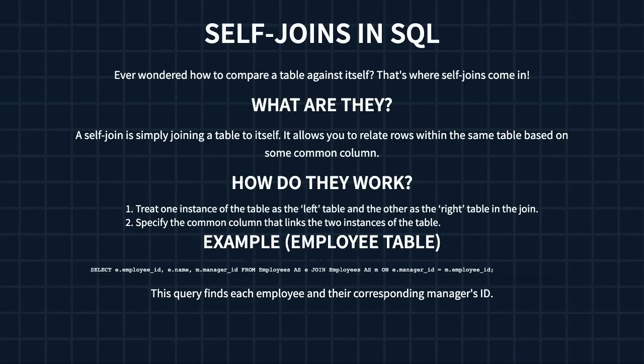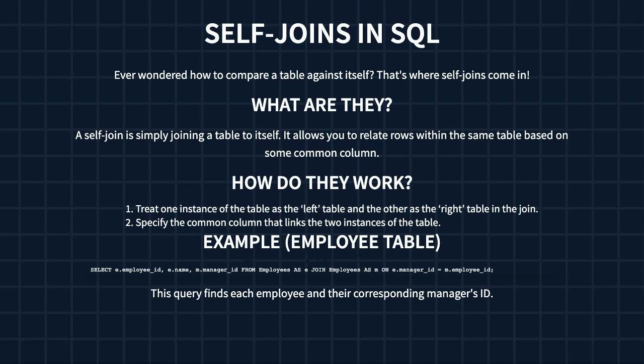Okay, let's talk about self-joins. They can seem a little tricky at first, but are super useful. Basically, you're joining a table to itself. Think of it as comparing rows within the same dataset. It's like saying find every employee and then find out who their manager is, all within the same query.